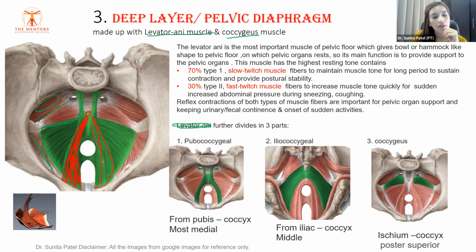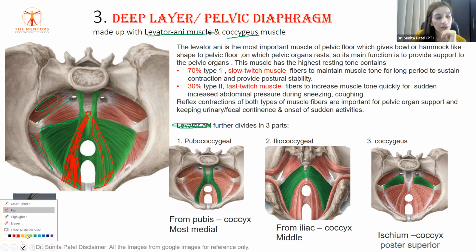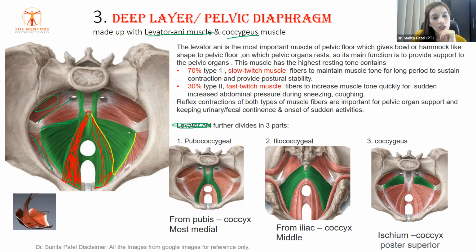One muscle. The second muscle is going to originate from the fascia of the obturator internus. So this is the obturator internus. From this fascia, the muscle will originate and insert into the coccyx, like this. Some part will be around the coccyx. So this is the second part of the levator ani.